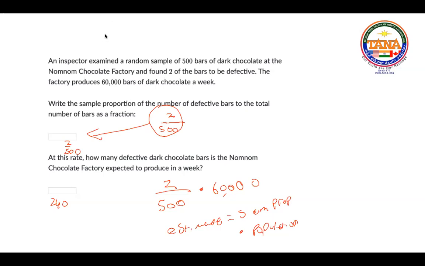Also, I saw some people giving 240. Wait, let me just double check what they said. So people were saying stuff like 240 over 60,000 and stuff like that. What it's asking for is the sample proportion, and we're given a sample of 500 bars overall, of which 2 are defective. So it'd be 2 over 500 versus 240 over 60,000. So any questions about this problem? No? All right, let's move on.